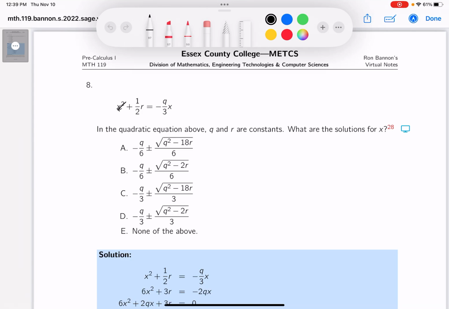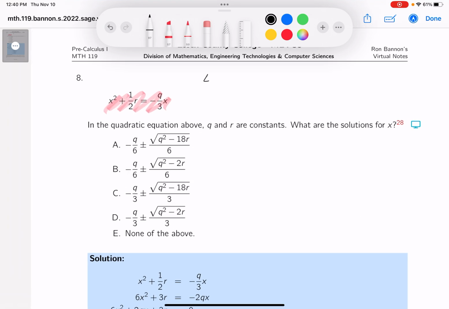All right, we're given a quadratic equation, and we're basically just asked to solve for x. I'm going to say it looks relatively simple. So to do this, I would multiply both sides by the LCD. The LCD, least common denominator, is 6.